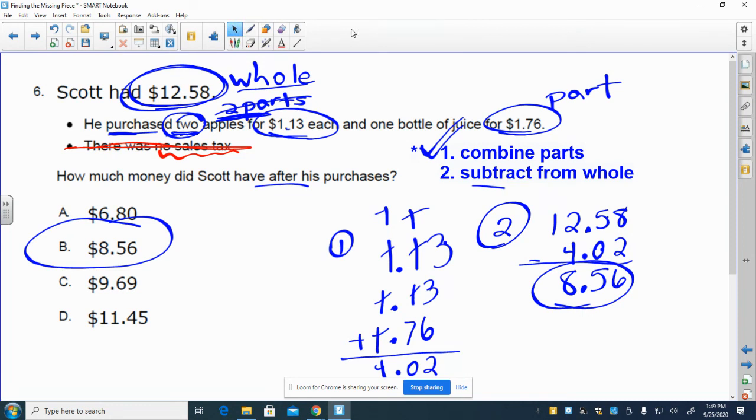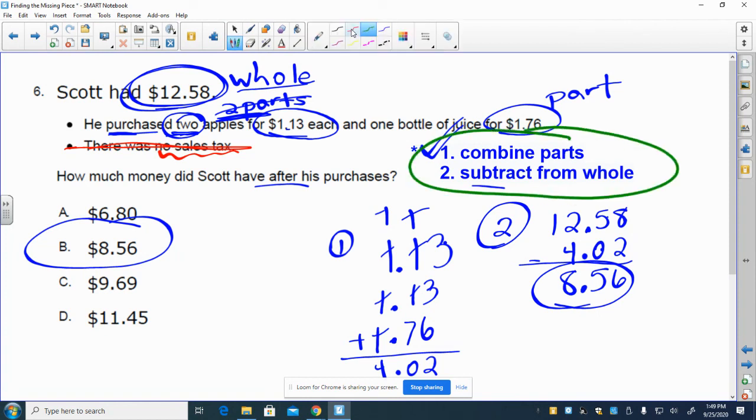In this video, you are on guard looking out for the math pattern of finding a missing piece. To find a missing piece, combine the parts and subtract from the whole.